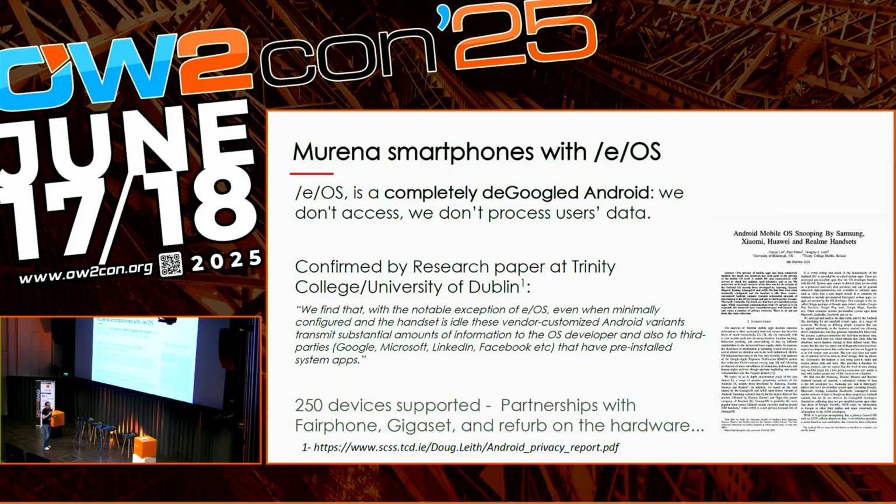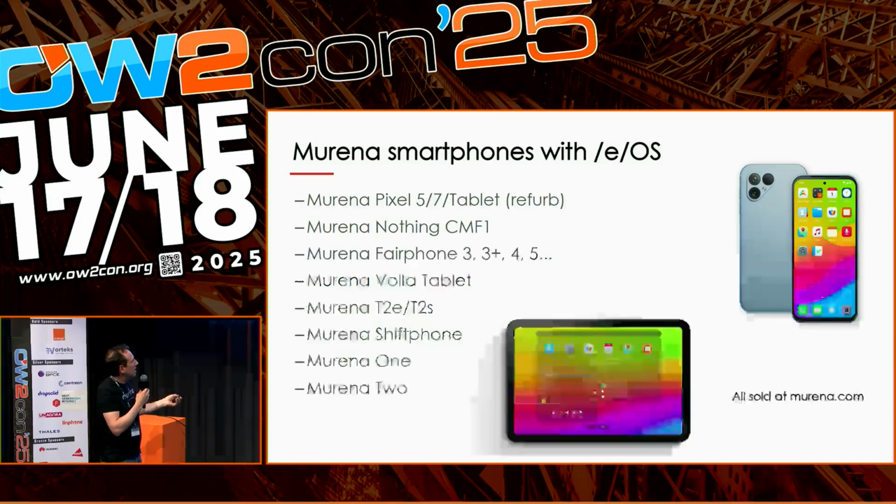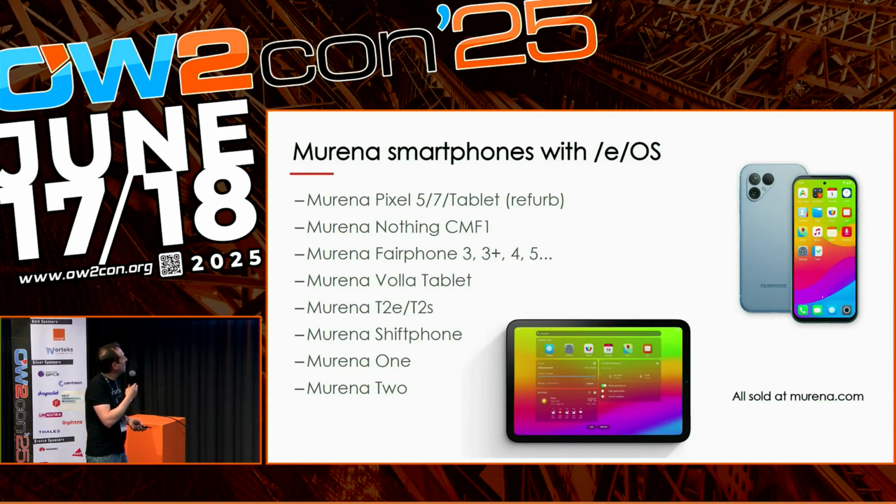Okay, so I'm skipping this one because we are short of time. Just that we are supporting more than 200 different devices, working with Fairphone and other hardware makers to sell some smartphones with iOS pre-installed. We call these the Murena smartphones. So this is a list of smartphone models we sell today. We sell, for instance, some Murena Pixels, so we even de-Google the Google hardware, even the tablet one. We sell the Murena Nothing CMF1, the Murena Fairphone 3, 4, 5, and the next Fairphone.